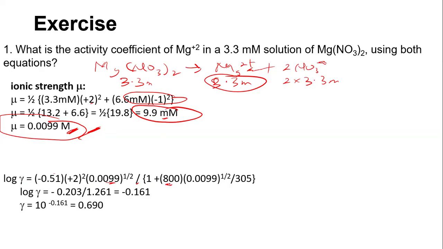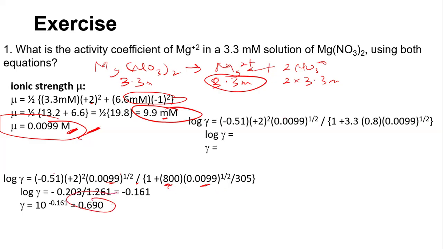Now, this is the alpha, the ionic size. You realize that this one has been stated in picometers, multiplied by the square root of the ionic strength, divided by 305. And then we'll get this number. Very simple. Now, the next equation is the same thing. The only difference is that if we are using the second equation, we have to make sure that this one is in nanometers. Before we can get to nanometers, we have to divide by 1,000, because 1,000 picometer is equal to 1 nanometer.